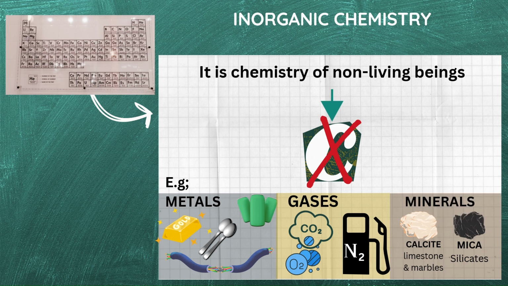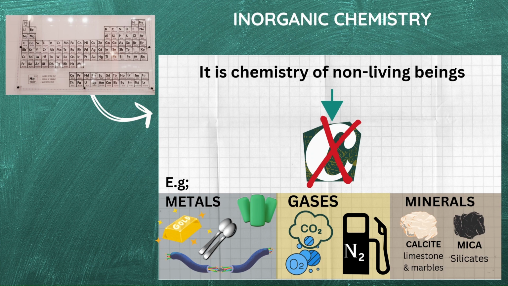Next up, we have minerals. Minerals that we find in rocks and mountains are another example that comes under the category of non-living things and falls in the field of inorganic chemistry. For example, we have two ores written here, calcite and mica. Calcite is made up of limestone and marble, while mica is made up of silicates.